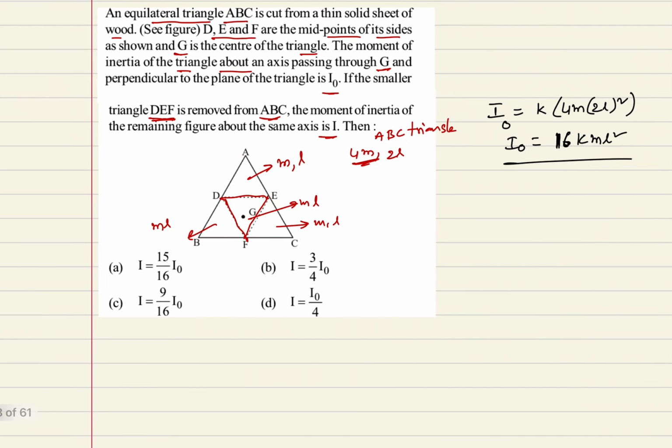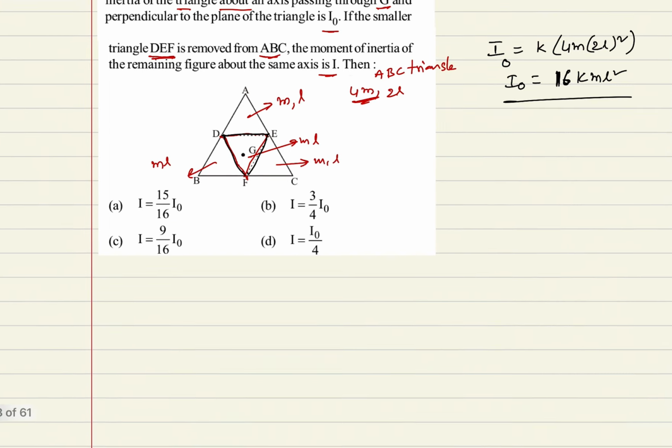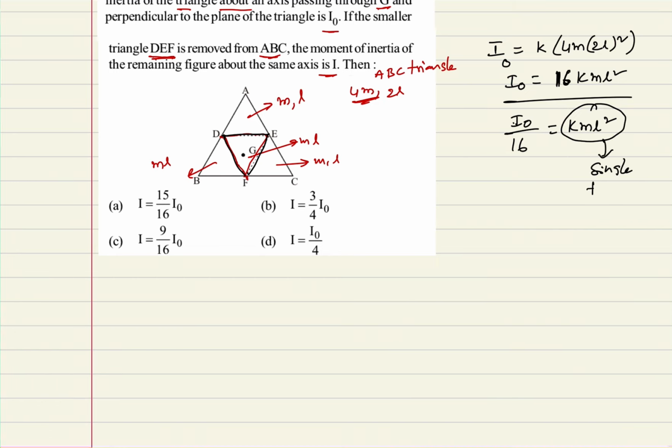In this case, we can see that the middle one is removed. You know that I naught value is 16 k ml square. Now I naught by 16 is equal to k into ml square. That is the moment of inertia of a single triangle about the centroid axis. Okay, I naught by 16.